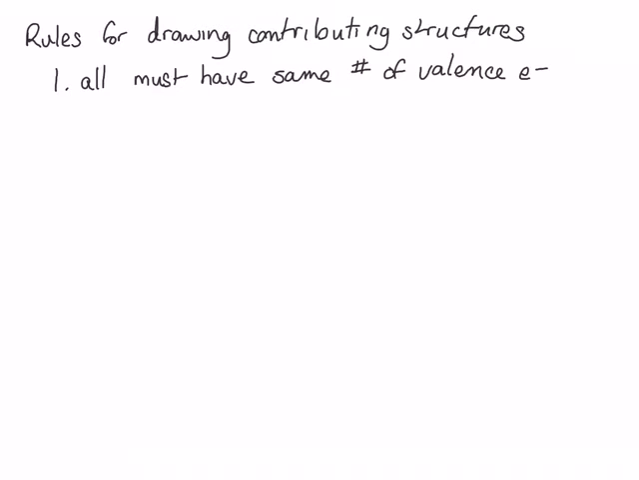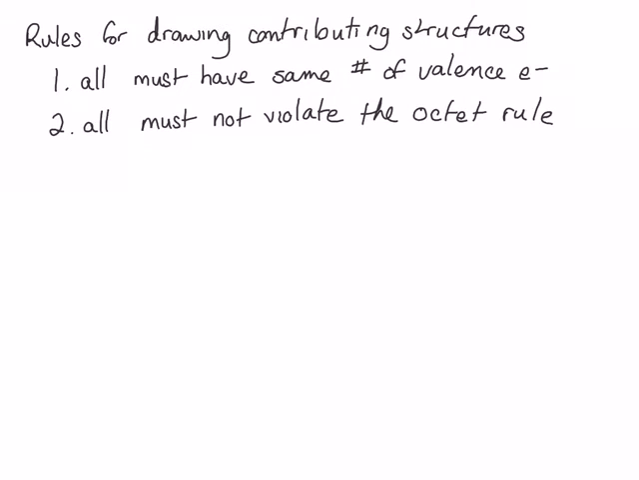The second rule states that all of the contributing structures must not violate the octet rule. And so what that means is for atoms in the first row, they cannot have more than 2 electrons.